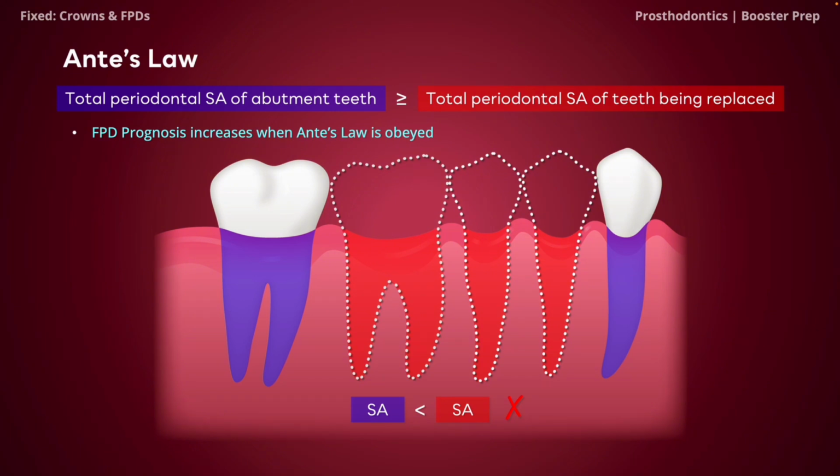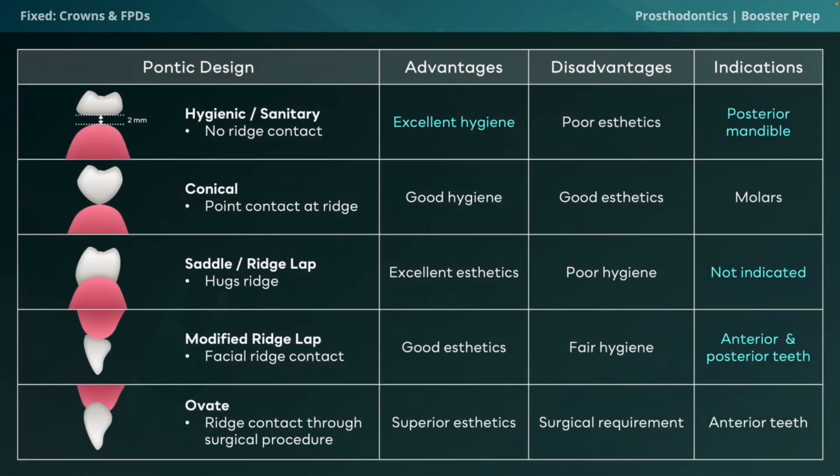Alright, so let's say we've decided to fabricate an FPD for a patient, but we're unsure how to design our Pontic. Well, there are 5 main Pontic designs to consider when planning an FPD. Each of these designs vary in their shape and proximity to the edentulous ridge. The 2 main factors that determine Pontic design are how hygienic we want our FPD to be and how aesthetic we want our FPD to be.